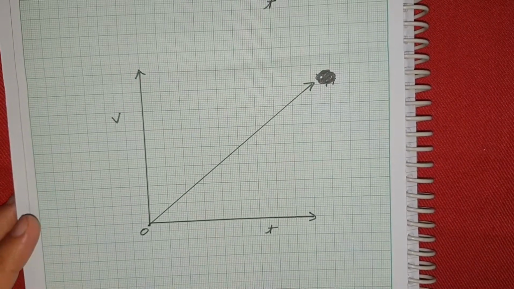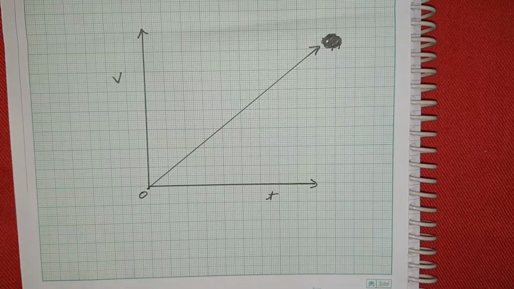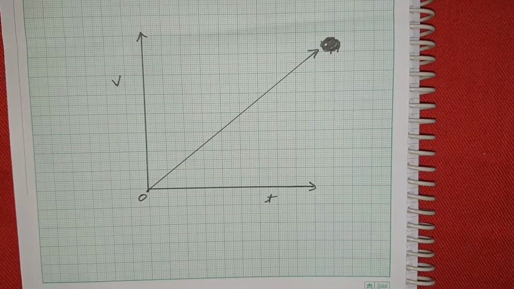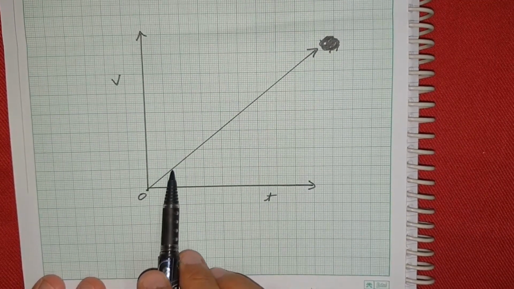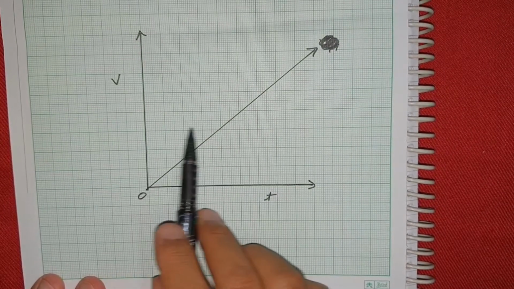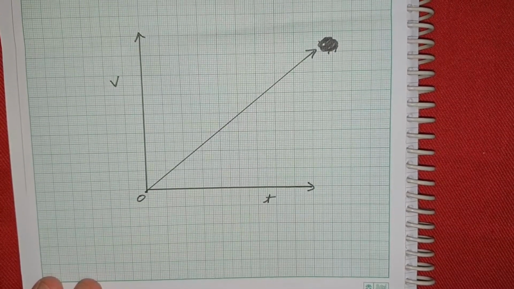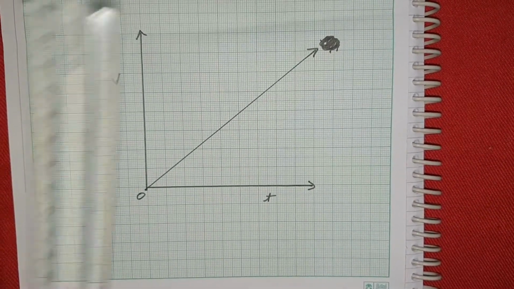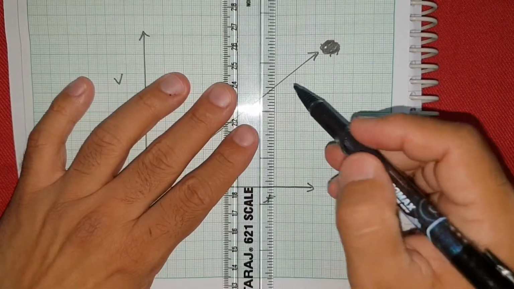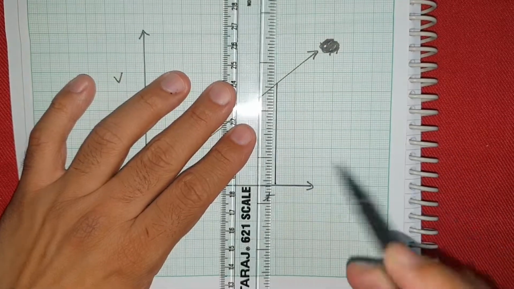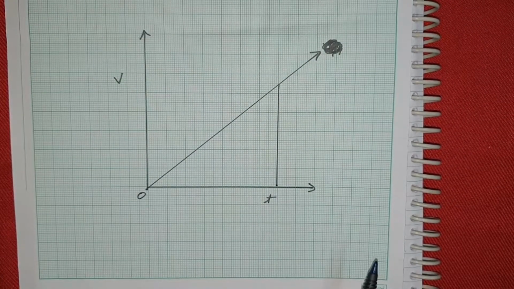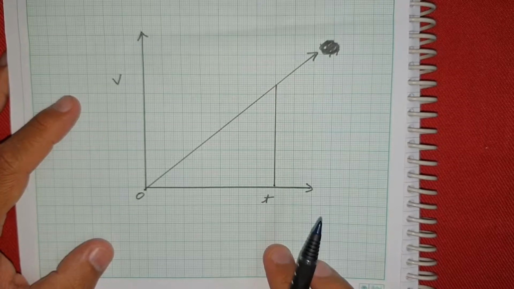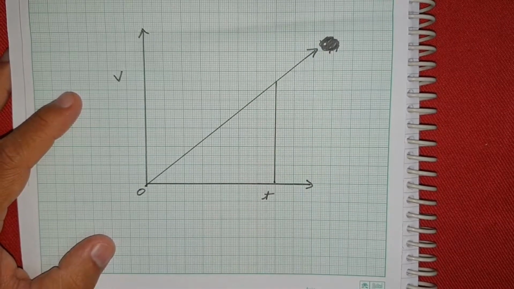Now see, this is an accelerated motion. Why? Because as the time is increasing steadily, the velocity is also increasing. So this is an accelerated motion. And also, how to get the acceleration? See, you draw it like this, you find the slope of this graph. So the slope of this graph will give you the acceleration.